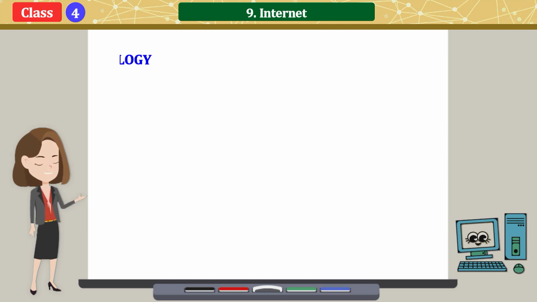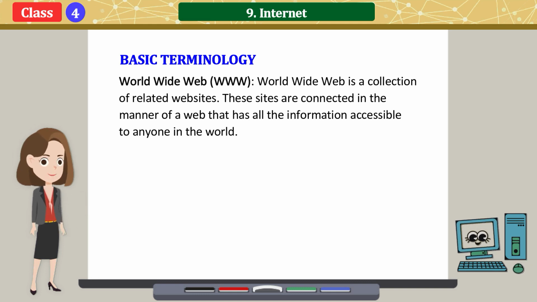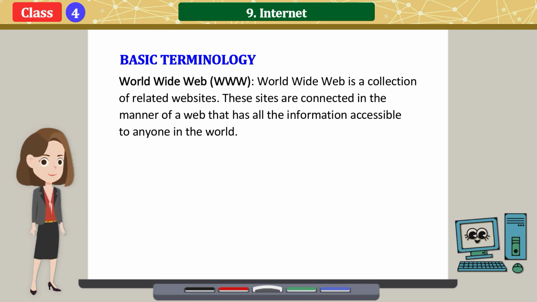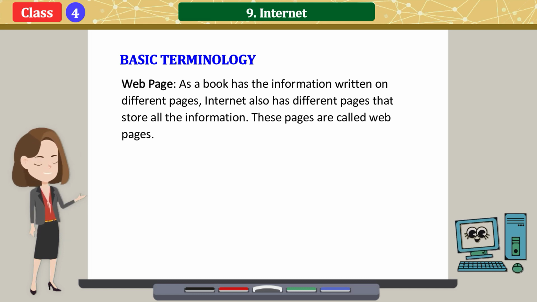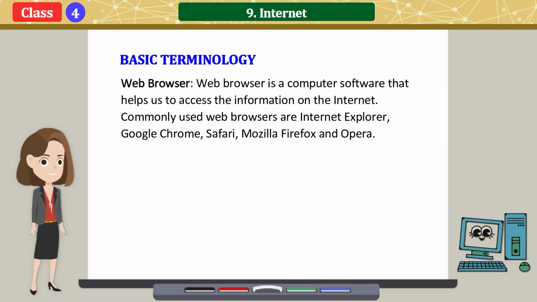Basic terminology. World Wide Web is a collection of related websites. These sites are connected in the manner of a web that has all the information accessible to anyone in the world. Web page. As a book has the information written on different pages, Internet also has different pages that store all the information. These pages are called web pages. Web browser. Web browser is a computer software that helps us to access the information on the internet. Commonly used web browsers are Internet Explorer, Google Chrome, Safari, Mozilla Firefox, and Opera.